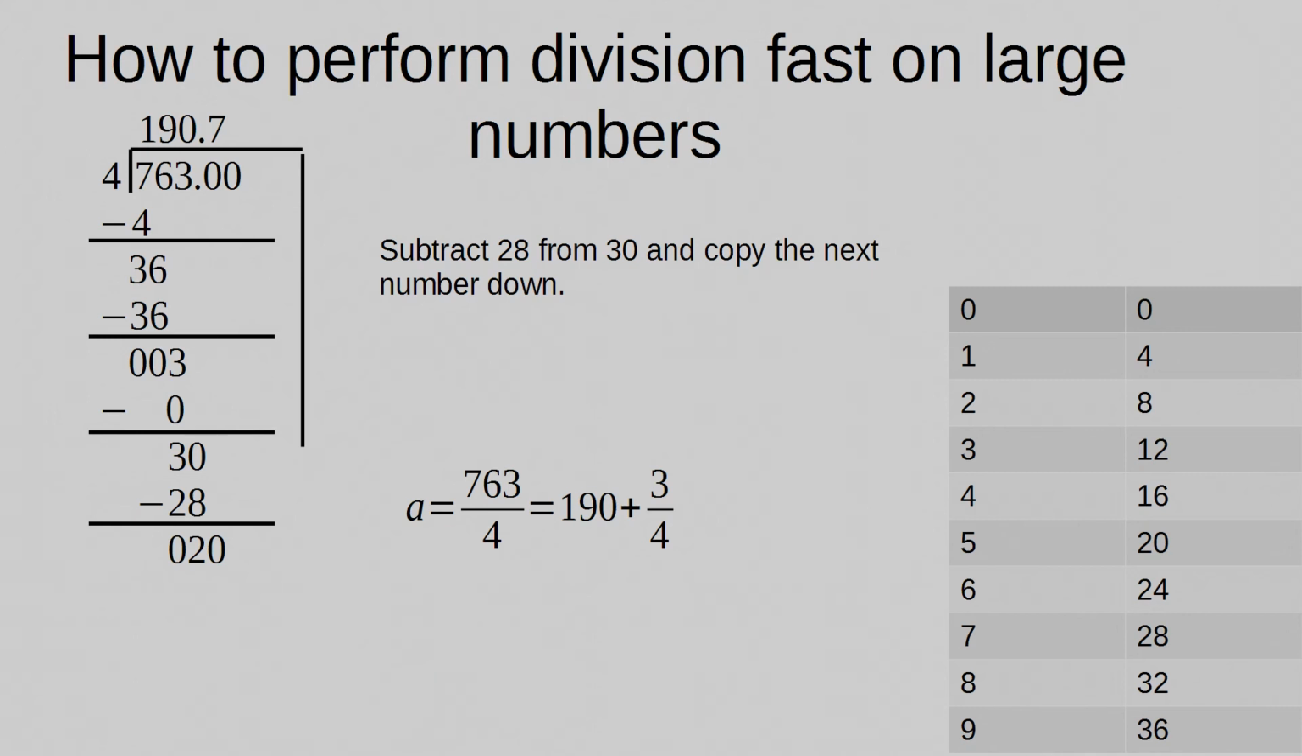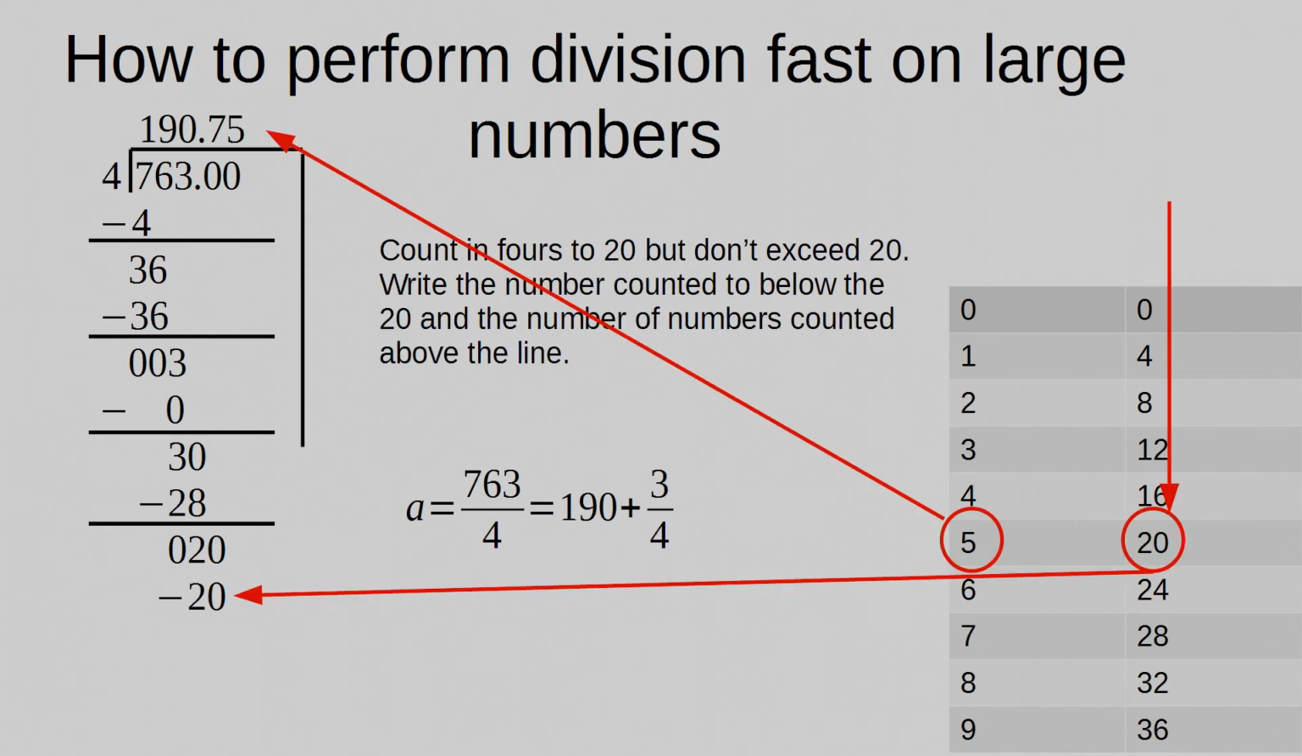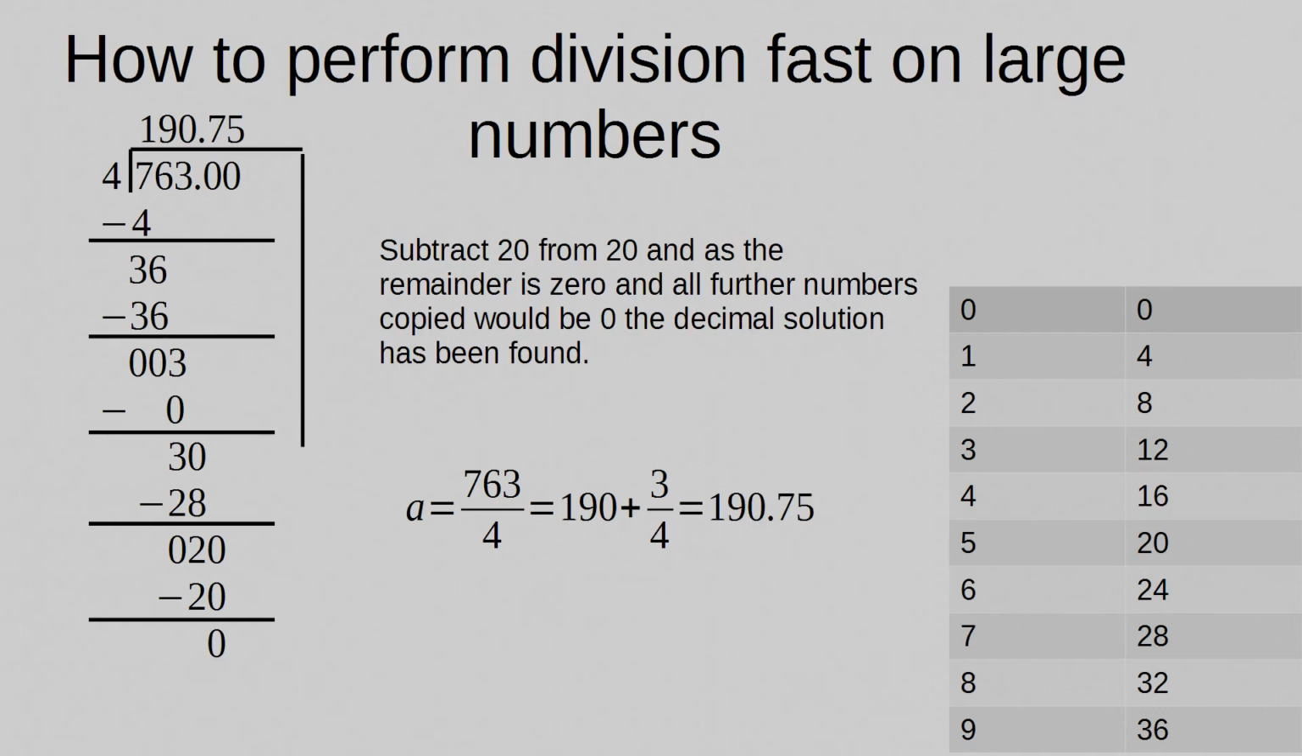This is a repeating process. Finally, count up in the denominator until we get to the 20, which we again write the number of numbers we counted on the top line, and subtract off the number we counted to. At this point, we see that the remainder is 0, which tells us that we have completed our division.